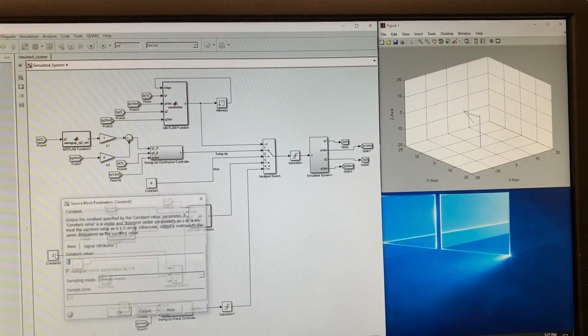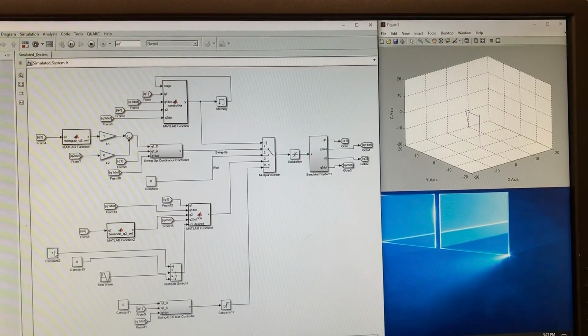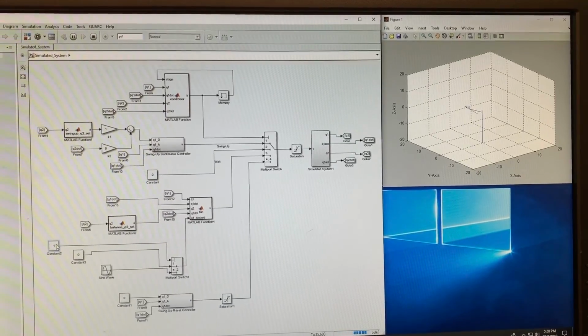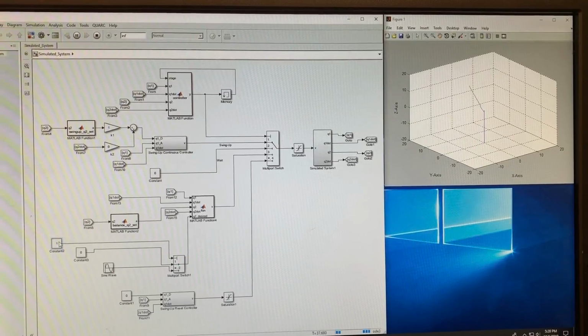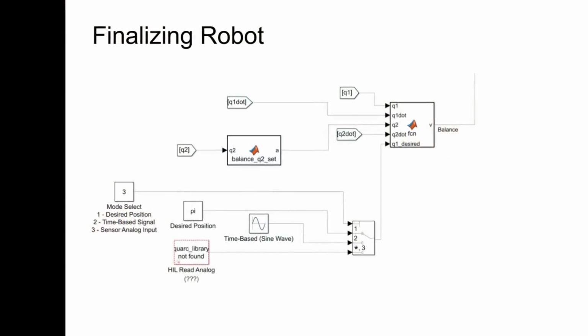To finalize the robot, we required it to move to a new position when in balance mode, follow a sine wave in balance mode, and also follow an analog input sensor. In addition, all these modes were supposed to work even if the pendulum was knocked over due to the addition of a fourth stage that we previously discussed.